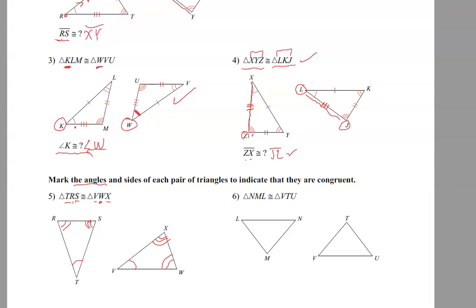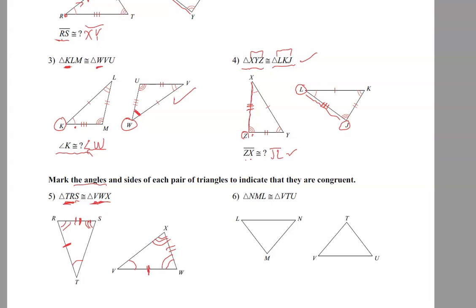If we look at our sides, side TR, so find side TR, that's here. I'm going to make 1 tick. Has to be congruent to VW, so here's VW, that would get 1 arc. RS is here. I'm going to use 2 arcs. That's congruent to WX, so 2 tick marks.